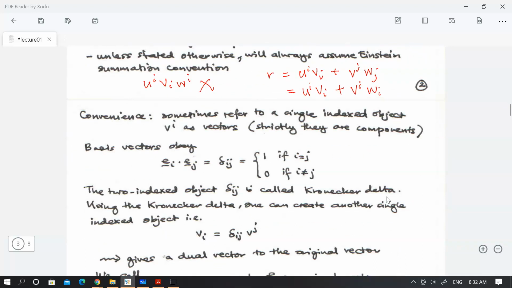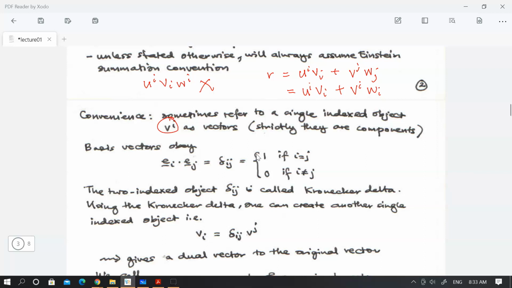Another sloppy thing that we are going to do, because sometimes we don't want to say too many things in a sentence, is that we sometimes refer to the indexed object, v^i for example, as the vector itself. Strictly speaking, v^i is the components. But if we see a single index object, we can immediately identify that to be a vector. So we're going to assume this on and off.